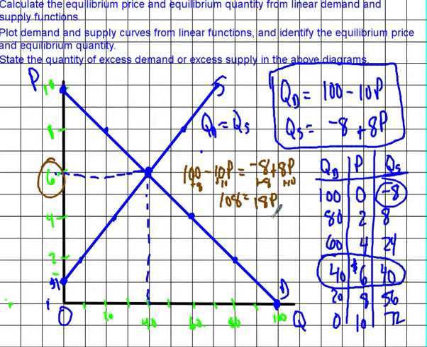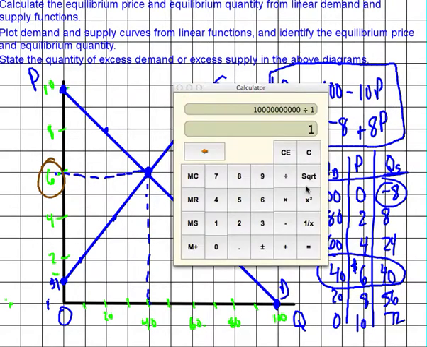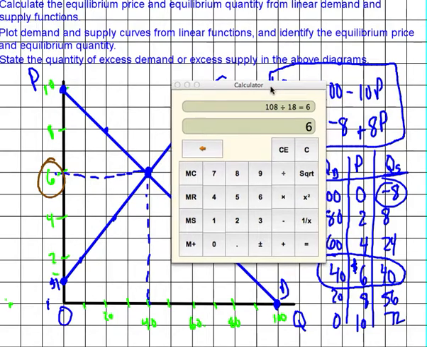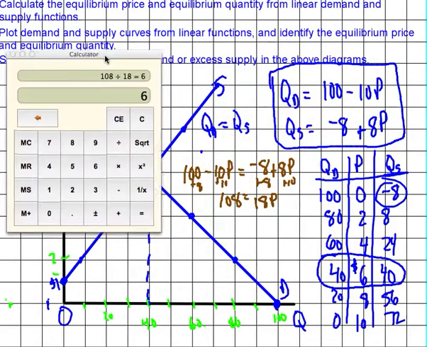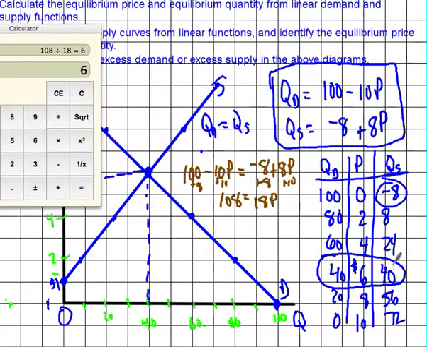Wait a minute. I think I may have messed up. Hang on just a second, let's check. 108 divided by 18. Hey, look at that. Sorry, I had a little brain issue there. So that is 6. I apologize. So we divide both sides by 18, and so P equals 6.